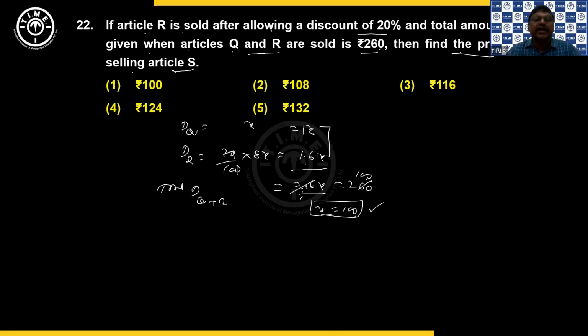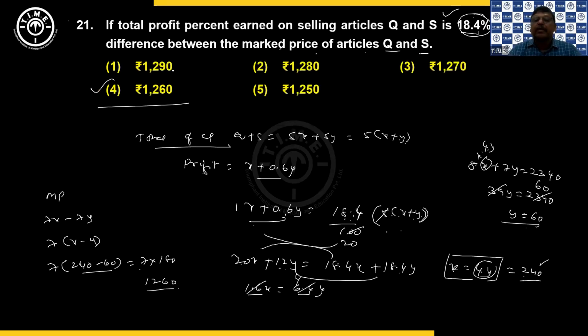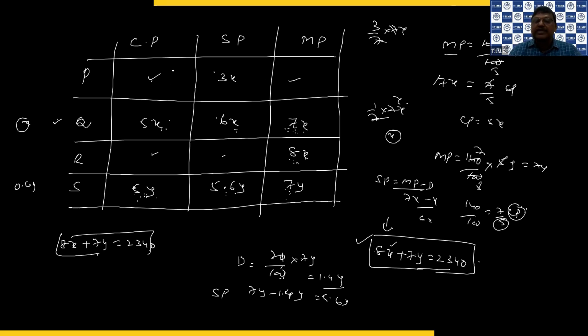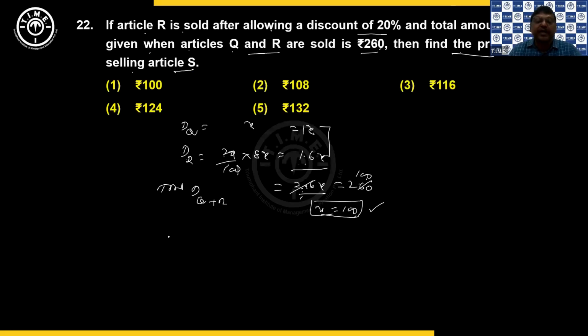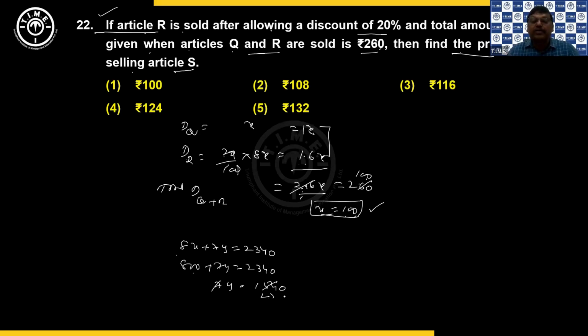Now, what is the question? Find the profit on selling S. First of all, students, if x is 100, you have to find y. In this question, 8x plus 7y is 2340, that is the equation I have. x is 100 means 800 plus 7y is 2340. You can see in every question the x and y values will be different, depending on the conditions given in the question. 2340 minus 800 is 1540, 7 times 220 is 1540, so y is equal to 220.